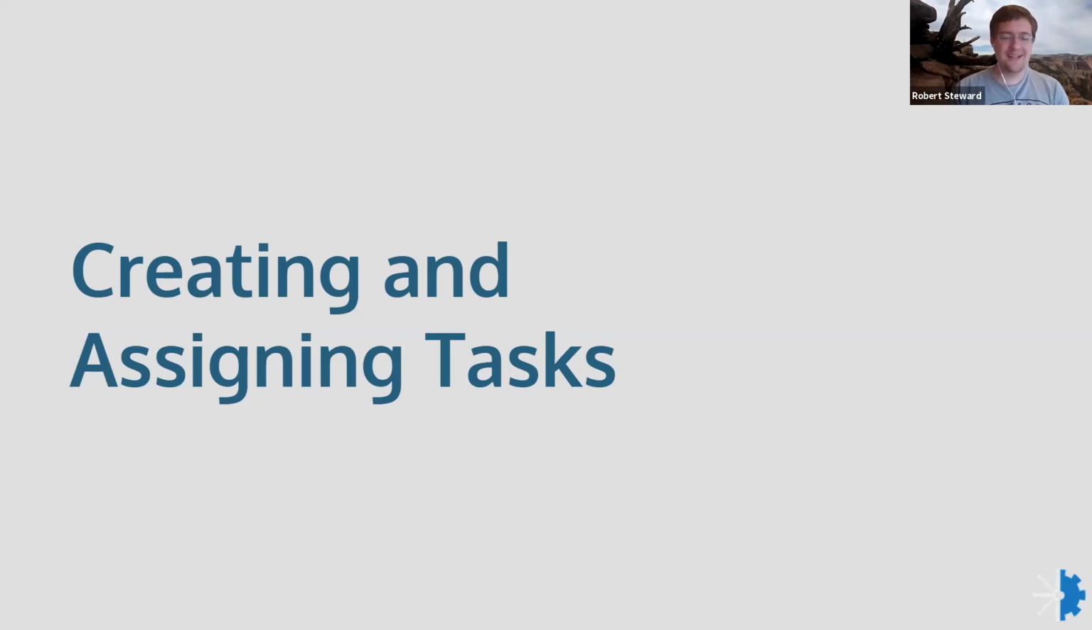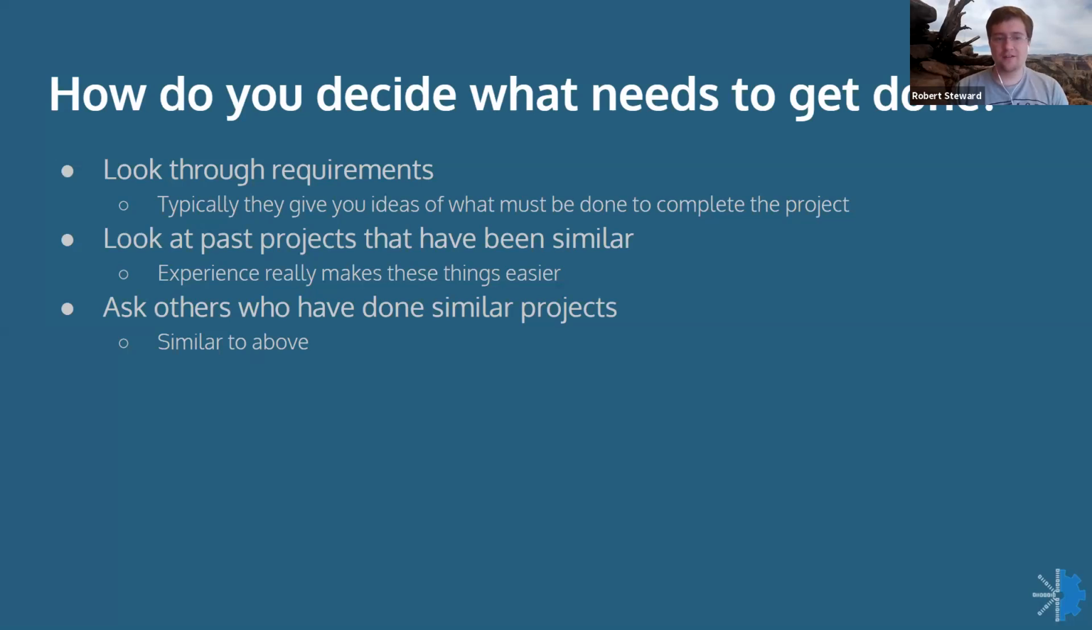When it comes to creating and assigning tasks, you've got a few different things that you need to go through as you're trying to start your time management. One of the first ones is, how do you decide what needs to get done? Typically, you start by looking at the requirements that you set forward for the project. Looking at your requirements lets you know what things are important to the project, and they give you an idea of what needs to be done to achieve those requirements.